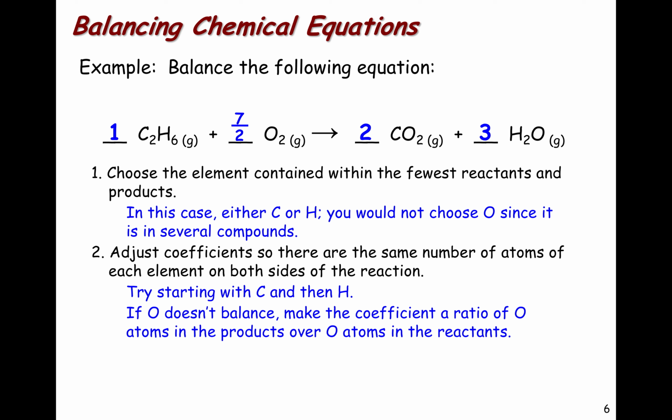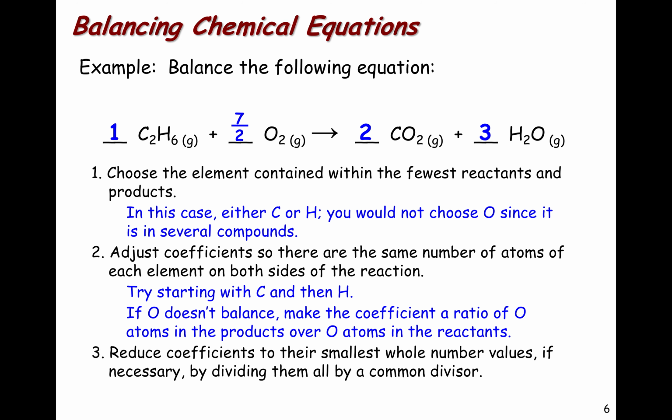We need whole numbers. So to get rid of that fraction, what we should do is multiply all of our coefficients by 2. And so at this stage, then, we would double all of our coefficients, and this then will give us our balanced chemical reaction involving 2 ethane molecules, 7 oxygens or 7 O2s, 4 CO2s, and 6 waters.